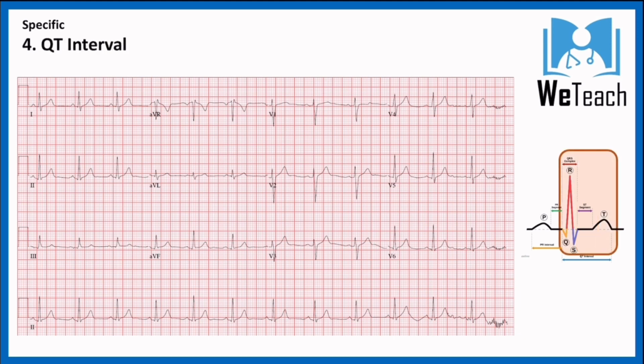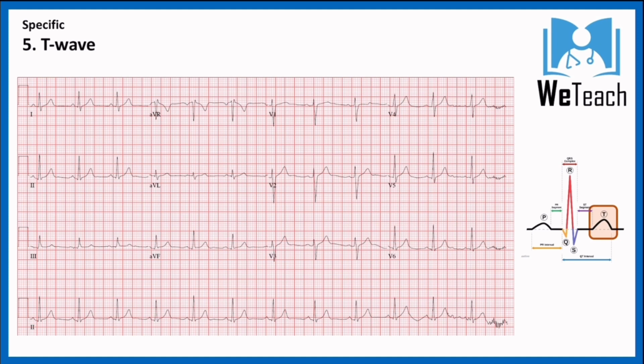QT interval is the space between the beginning of Q wave till the end of T wave, and to identify if this is prolonged or not, find the space between QRS complexes, or what we call RR interval, and then find the halfway point. If T wave ends before that, then this is not prolonged. So QT interval is not prolonged in this ECG.